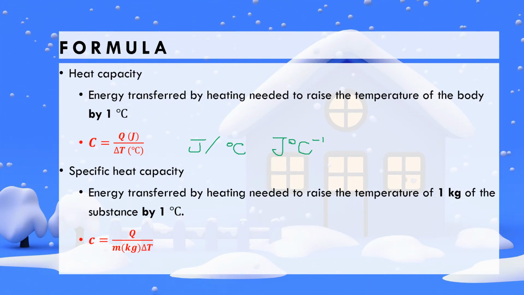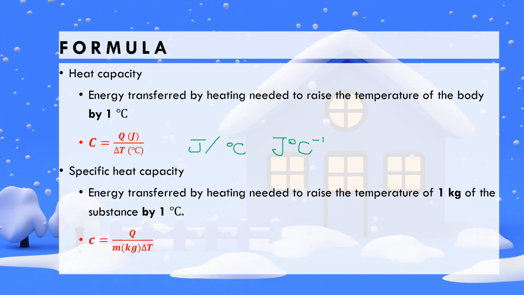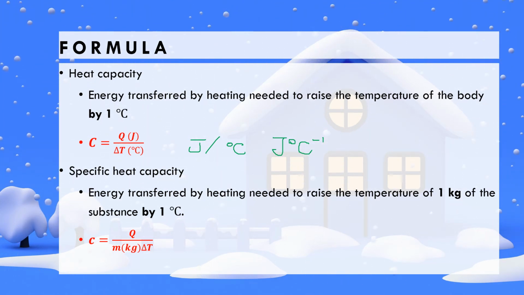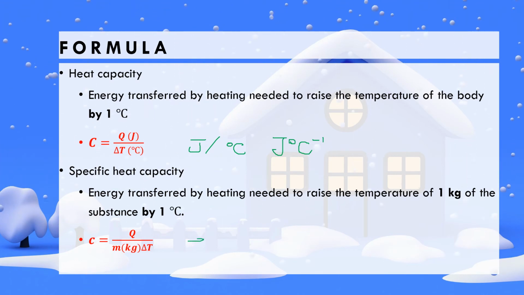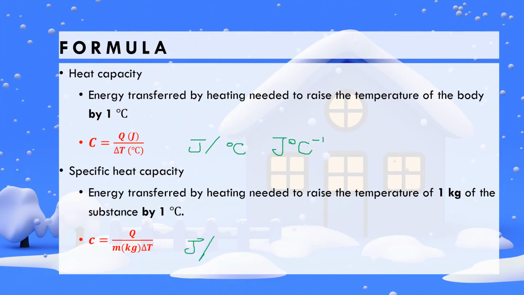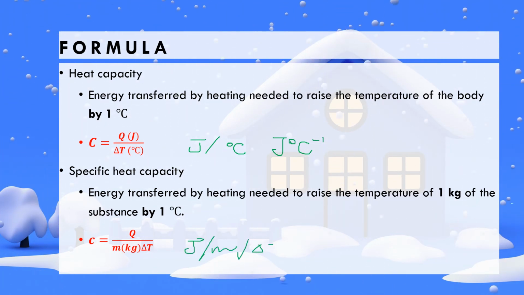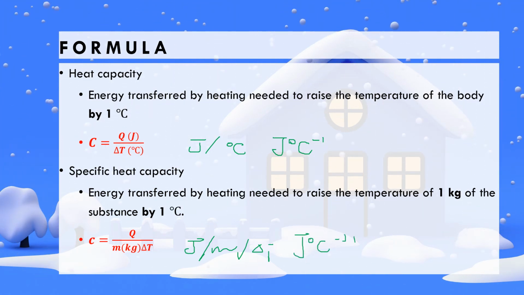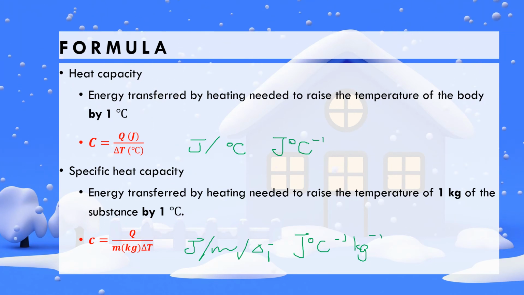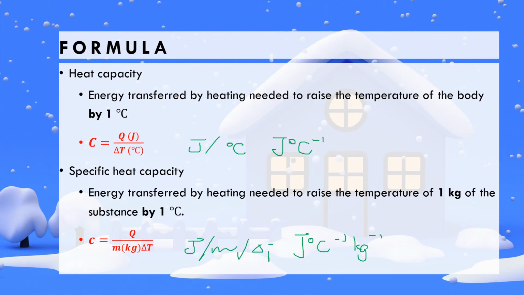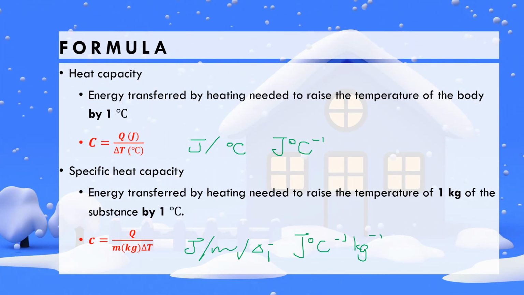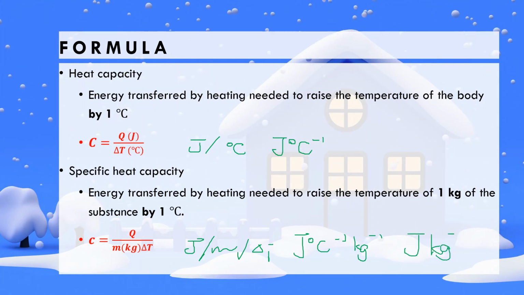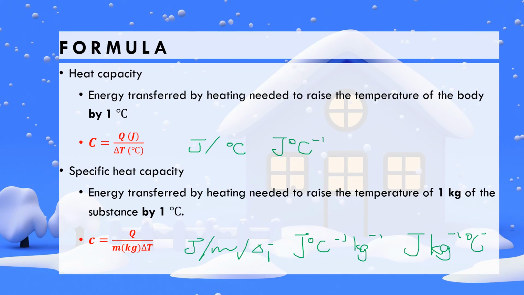For specific heat capacity, we can actually say Q is the energy needed. So we have joule and then per mass per delta T. So we actually have a formula of this. But as we all know, we would like to make it much more readable by people, and people usually prefer writing kg first before writing degrees Celsius.